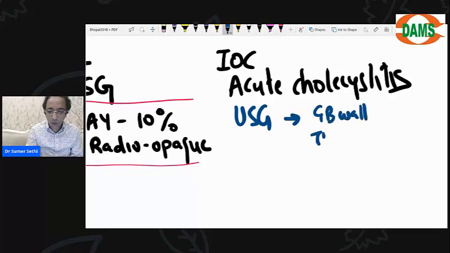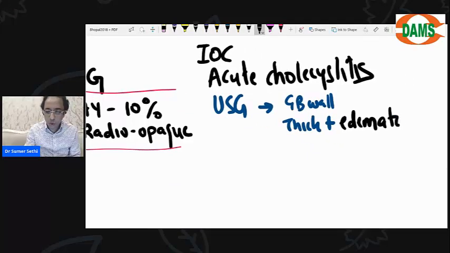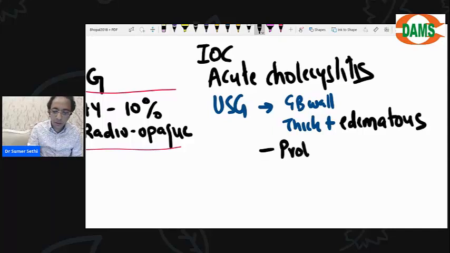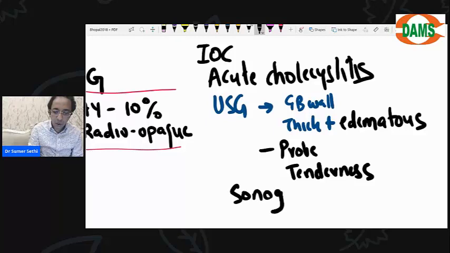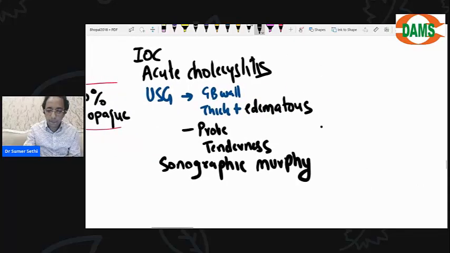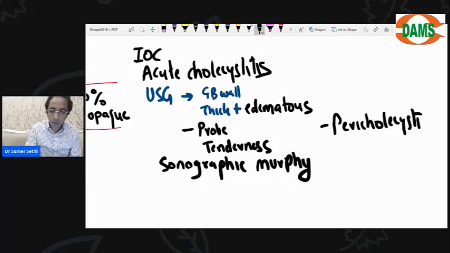Gallbladder wall will be thick and edematous, which is logical to believe. कहीं भी inflammation होगी तो सूजन होगी, edema होगा, and there will be probe tenderness, which is called as sonographic Murphy's sign, plus pericholecystic fluid. है ना, याद मत करना, सिर्फ समझ लो.